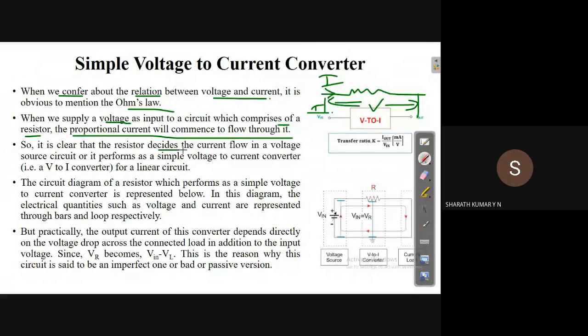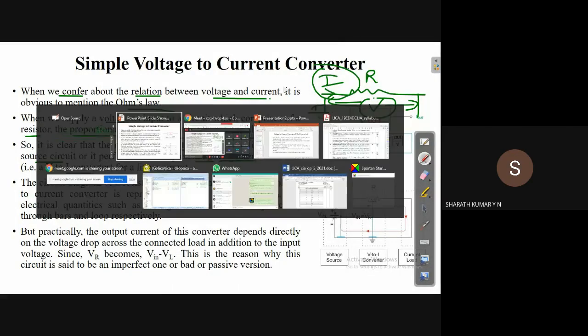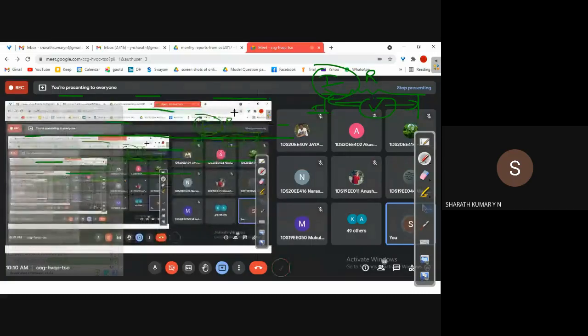It is clear that a resistor decides the current flow in a voltage source circuit, or it performs as a simple voltage to current converter, V-to-I converter, for a linear circuit. So that means a simple resistor acts as a voltage to current converter because we are applying a voltage and it's converting into a proportional current depending on the value of the resistance. I is equal to V by R.